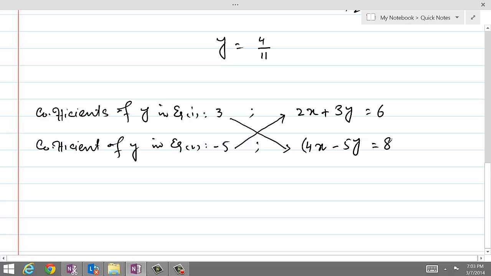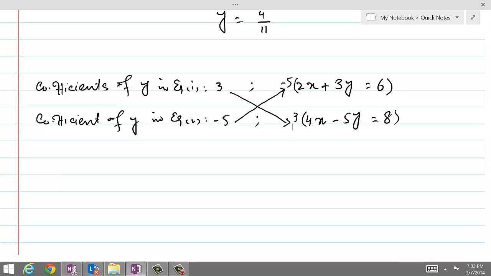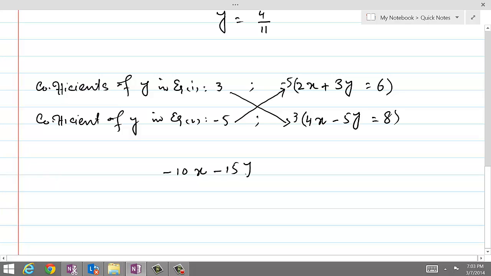So that's what will help us to eliminate y this time. So here it will be minus 5 that will be multiplied, and here it will be 3 which will be multiplied. Let's perform these multiplications and rewrite those equations. This will become minus 10x minus 15y equal to minus 30.